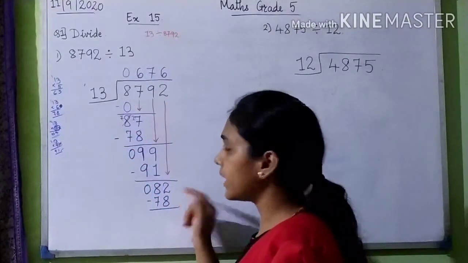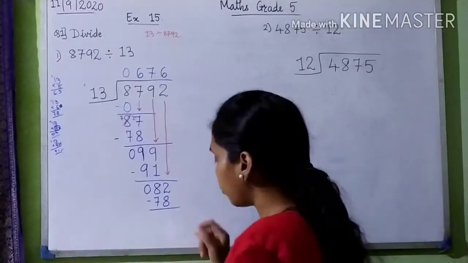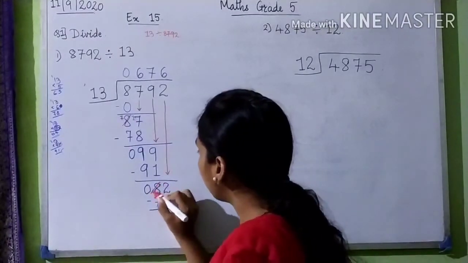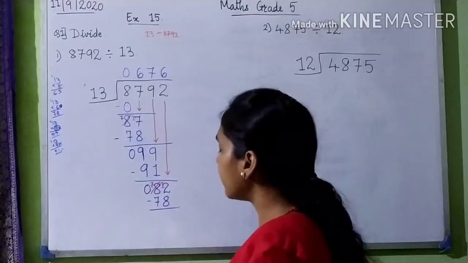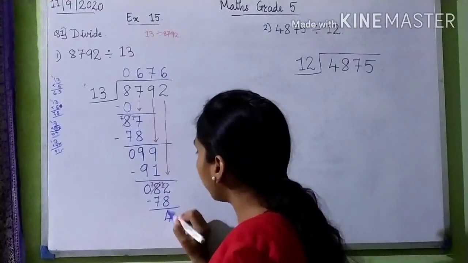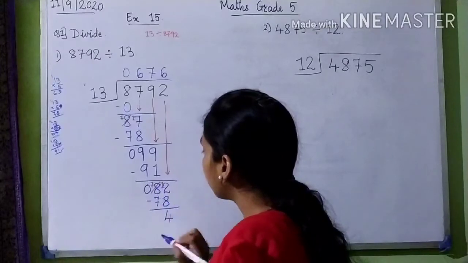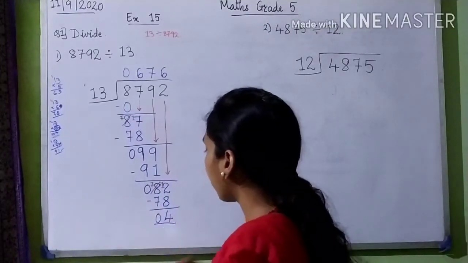Now subtract 78 from 82. So 82 minus 78, again this is smaller, so I carry 1. 12 minus 8 is 4. So I write 4 here, and 7 minus 7 is 0. Okay.